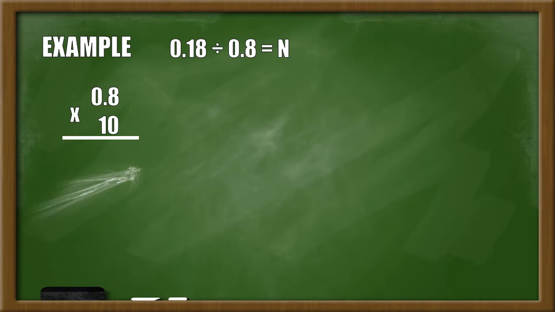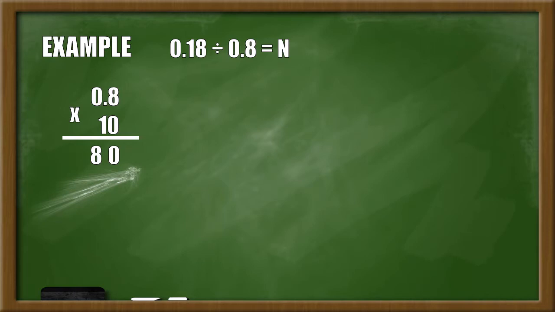So 0.8 or 8 tenths times 10. So what will we do now? Very good. According to the rules, we will bring down the 0. Then we will multiply 1 times 8. So what times 8 is equals to? Very good, 8. Now, the question is, how will we put the decimal point?